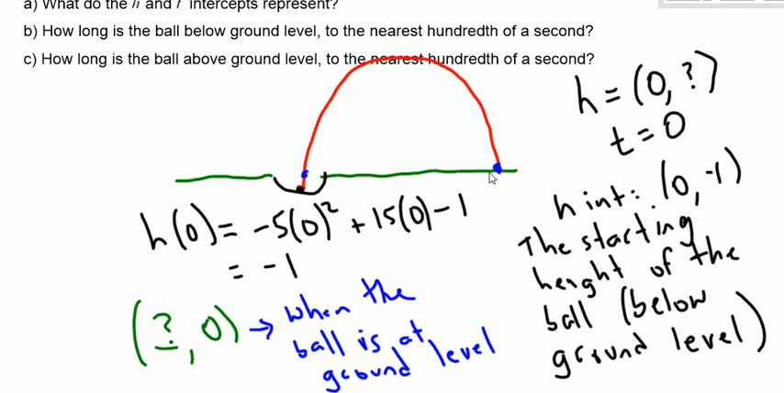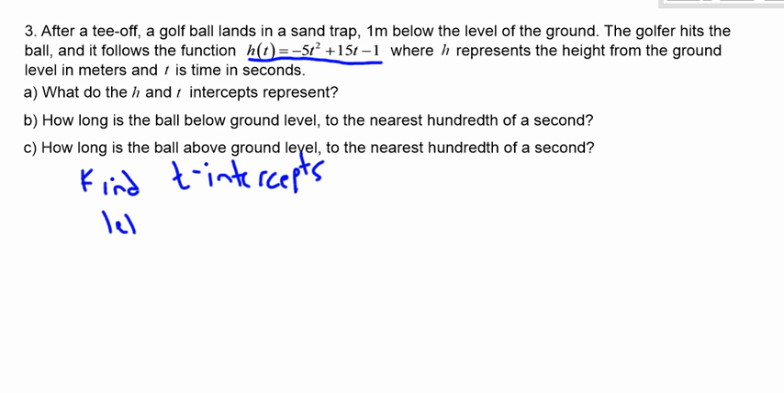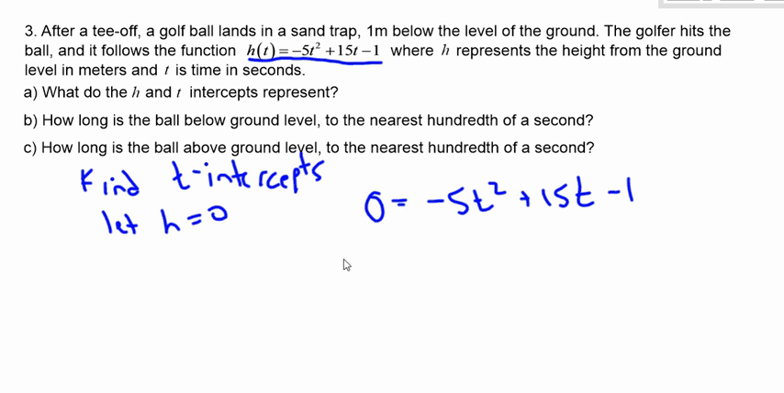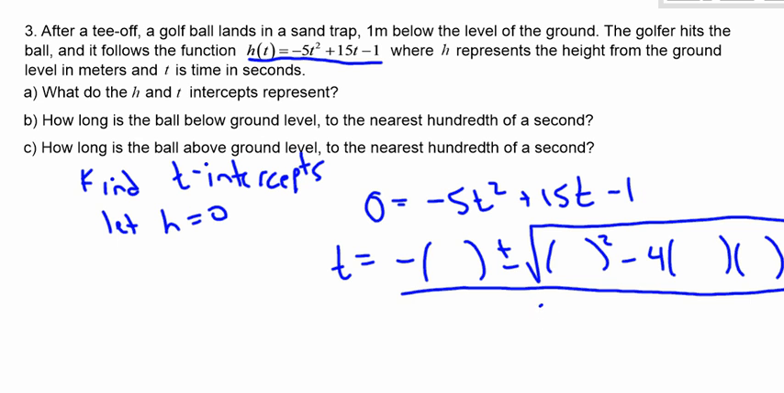So let's actually do those calculations and figure out where those t-intercepts are. So again, here's my equation, and I want to find the t-intercepts, which is another way of saying I want to find the roots. So I have to let the height equal 0. If I let the height equal 0, I get this equation, and then I just need to solve for t. So how am I going to solve for t? I think because it's a quadratic, I'm just going to use the quadratic equation. So t equals -b plus or minus the square root of b squared minus 4ac, all of that divided by 2a.